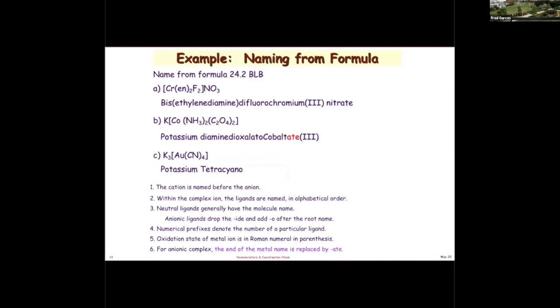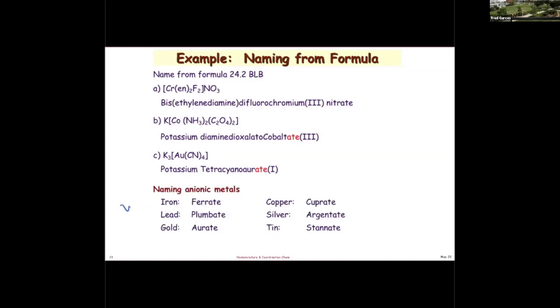Potassium, tetracyano, because there's 4. Aurate, because it's an anion, 1. Okay, let me do the last example here since we're running out of time. These are the different ways of naming these metals.